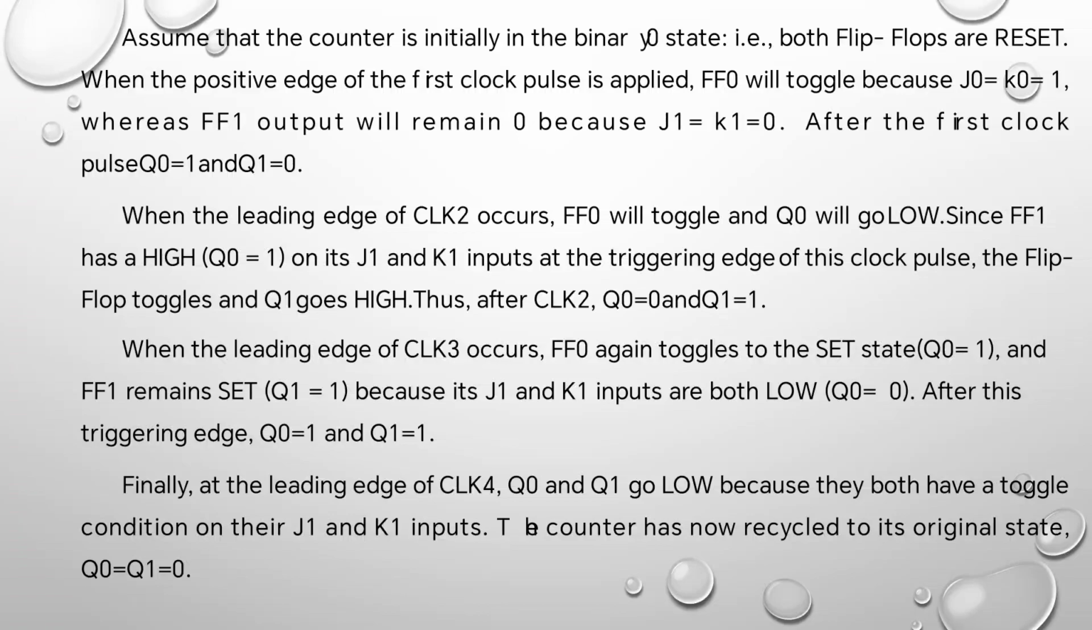Finally, at the leading edge of clock 4, Q0 and Q1 go low because they both have a toggle condition on their J and K inputs. The counter has now recycled to its original state, Q0 equal to Q1 equal to 0.